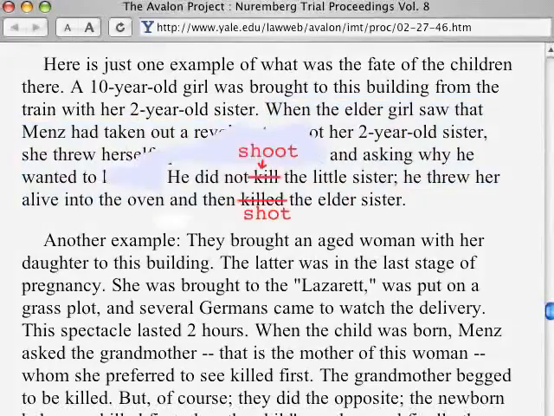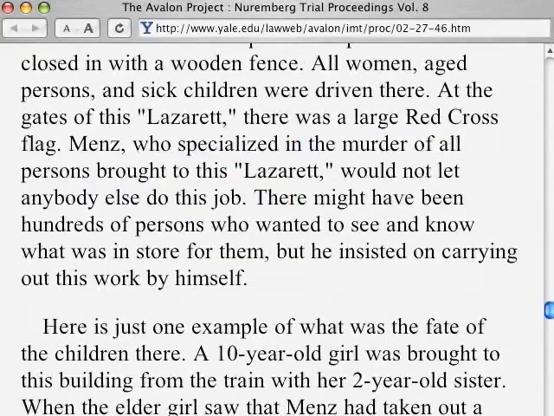Rosman likely meant to say he did not shoot the little sister, he threw her alive into the oven and then shot the elder sister. But how could he know this story? He just said that Menz would not let anybody do this job. He insisted on carrying out this work by himself, and Samuel Rosman didn't work in the lazaret. He couldn't have seen it himself. Rosman either made it up or heard it from someone else.